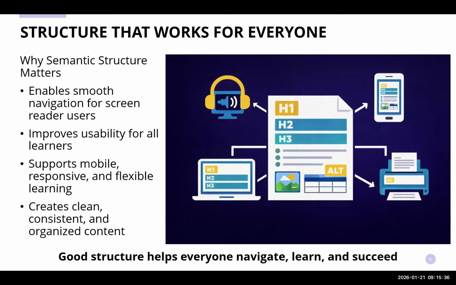Structure is also crucial on mobile devices. For example, a document that feels fine on a laptop can become painful to read on a phone if it is just one long block of text. Now, when tags like headings, lists, spacing, etc., are used correctly, content adapts more gracefully across screens, whether it's desktop, tablet, phone, or even printed pages. So, good semantic structure does a lot of heavy lifting behind the scenes.